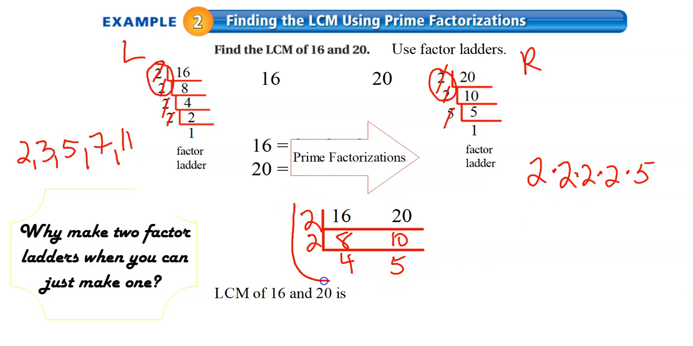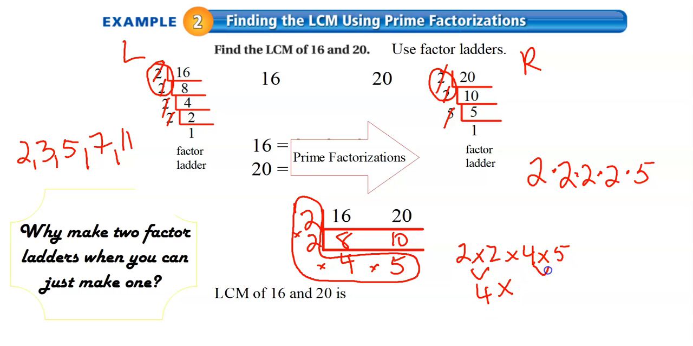And so when I do the factor ladder method, it's really cool. You make an L, and all of the numbers inside the L get multiplied together, and that's my least common multiple. So 2 times 2 times 4 times 5. I can multiply these 2, multiply these 2. The commutative property says I can move some things around, and I'll still get the same answer as long as I'm just multiplying numbers together. So now I have 4 times 20, which is 80. So my least common multiple is 80.